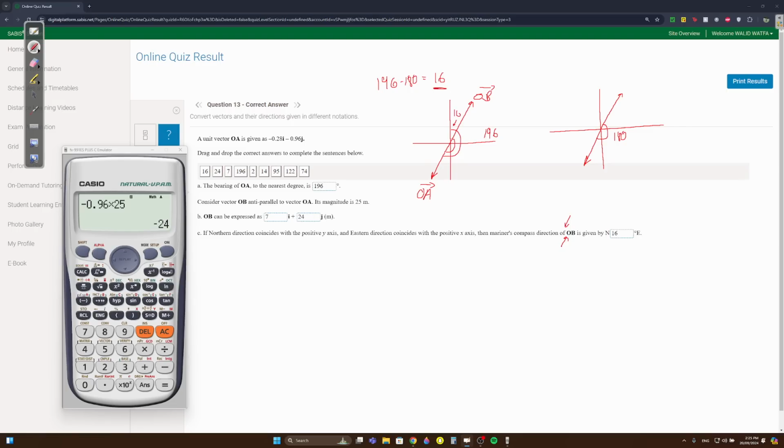So this angle here is 16, and in the mariner's compass, from the north, we're going 16 degrees east. If they said north, something east, they didn't give you the option of east 74 degrees north. If they put east, then north, you'd put 74. But here they're saying north, then east. So north 16 degrees east.